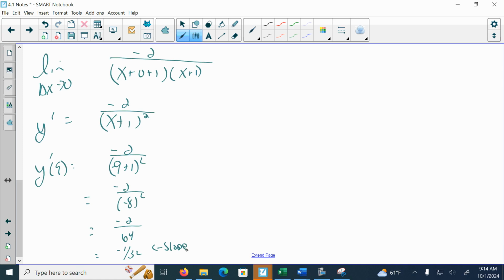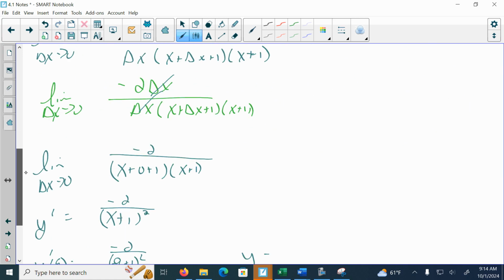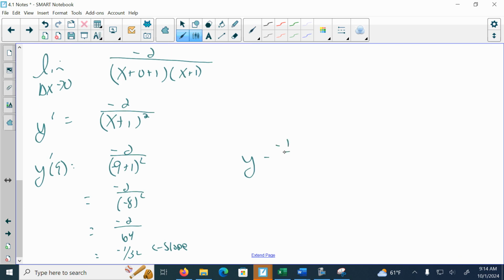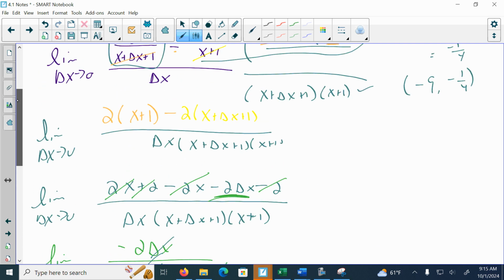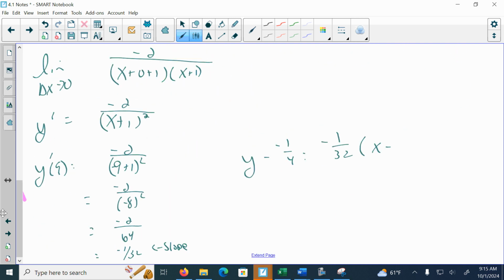So, I have the point, so I'm going to do y minus my y coordinate, which we said was negative 1/4, is equal to my slope, negative 1 over 32, times x minus my x coordinate, which is negative 9. Okay, I gotta go teach class. I'll be right back. Don't worry.